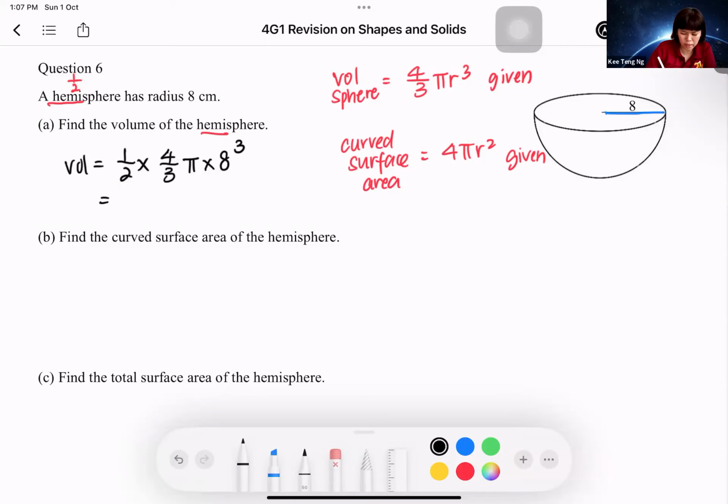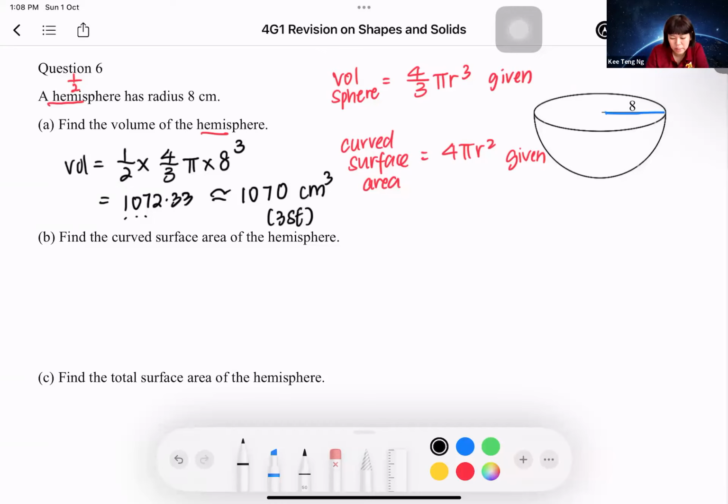Right, so we get the answer 1072.33, rounding it off to 1073. One, two, three, but this one here is 3 significant figures, so this will change to 1000, right? So this will be 1070 cm cubed, 3 s.f. Okay, it involves pi, so the answer will not be exact, so we need to round it off.